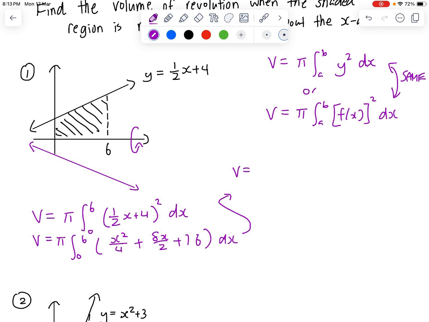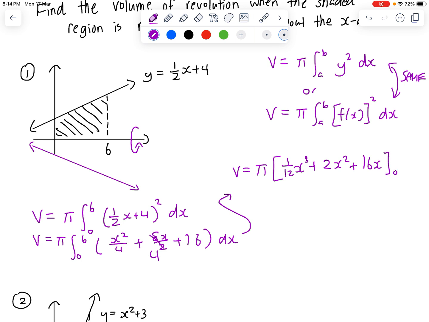So it's the integral of x squared over 4. That's the same as 1 over 4 x squared. So therefore it is x cubed, and 1 over 4 divided by 3 is the same as 1 over 12. And then plus x squared, since 8 over 2 is the same as 4, and 4 divided by 2 is just 2. And then we have a constant 16, so that's just 16x.